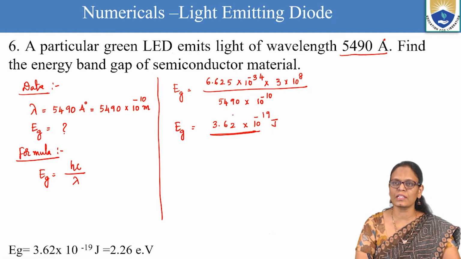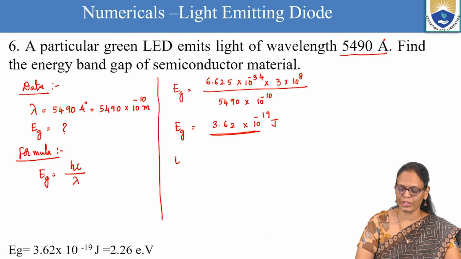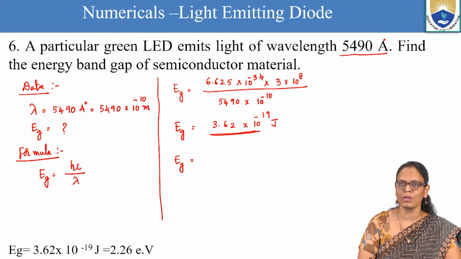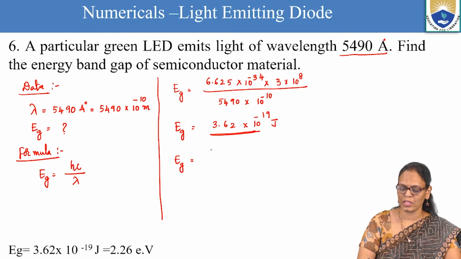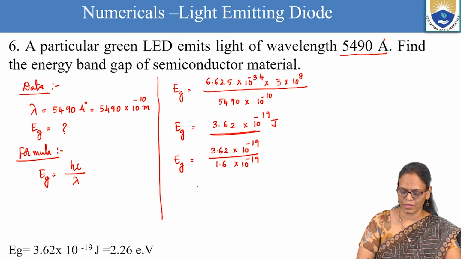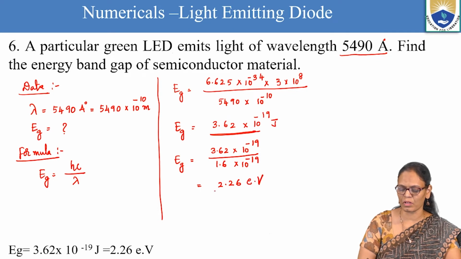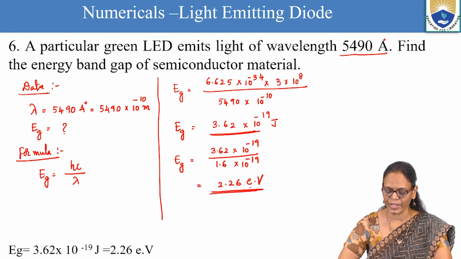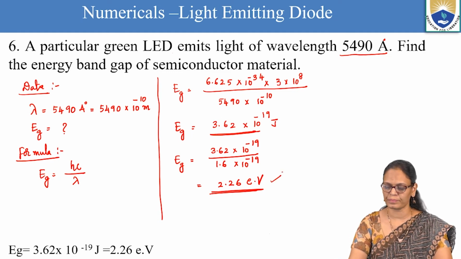If we have to convert this into electron volt, what we do? We use the conversion. 1 electron volt is equal to 1.6 into 10 power minus 19 joules. So divide this value 3.62 into 10 power minus 19 with 1.6 into 10 power minus 19. So we get 2.26. This will be in electron volt. So what is the energy gap we are getting here? It is 2.26 electron volt.